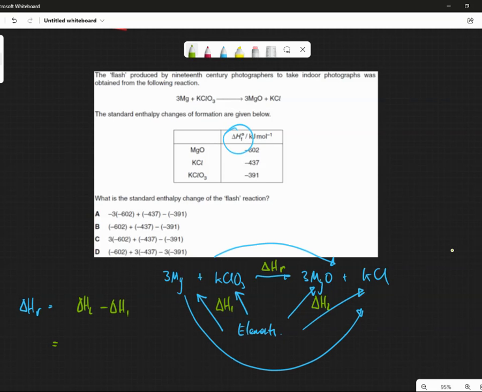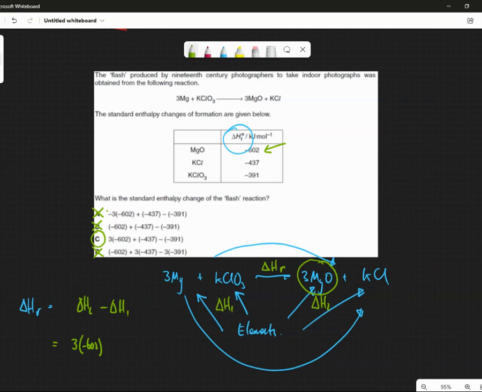Now, what is delta H2? Delta H2 is the formation of 3 magnesium oxides. I need 3 magnesium oxides, so it's positive, isn't it? So A must be wrong because it's got minus 3. This one's wrong because there's not 3 of them, and this one's wrong because there's not 3 of them. So the answer must be C.